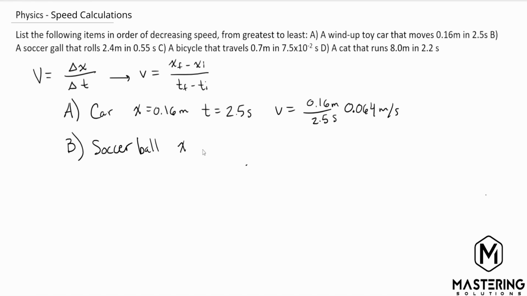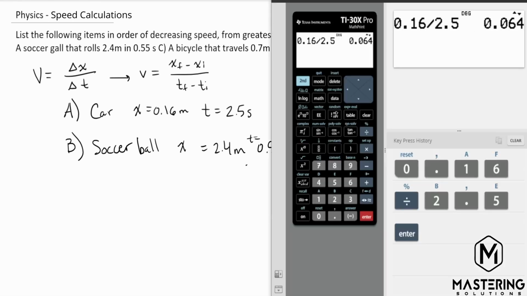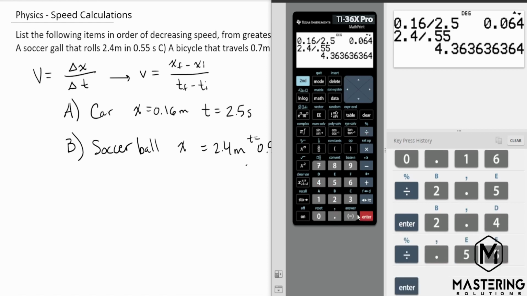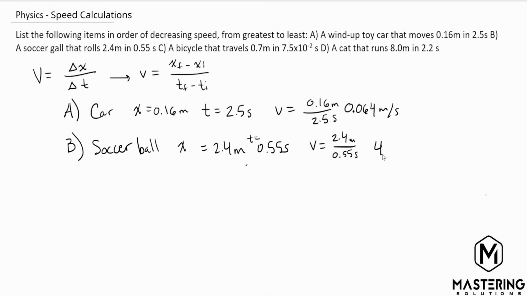Then if we go to B, which was the soccer ball, they told us that it moves 2.4 meters in 0.55 seconds. So that velocity is 2.4 meters over 0.55 seconds. So 4.36 meters per second. So far the soccer ball is the fastest.